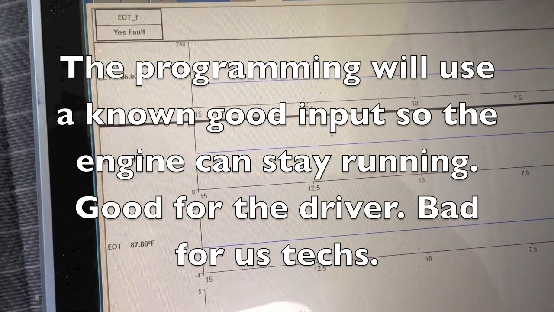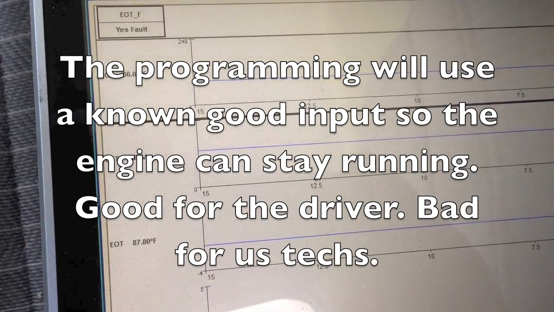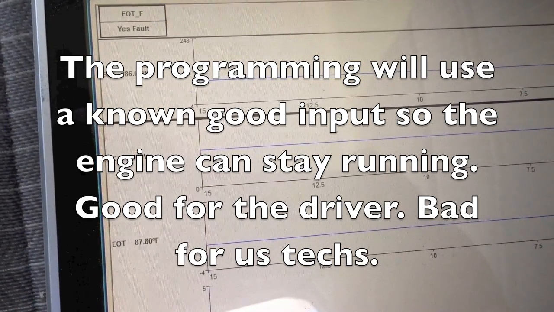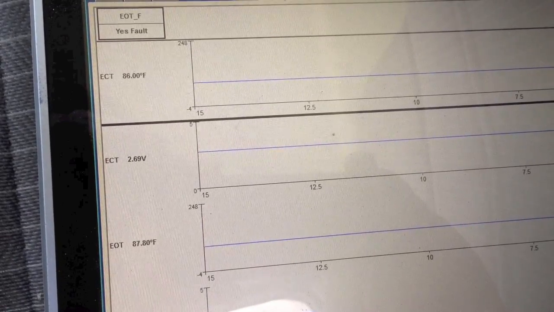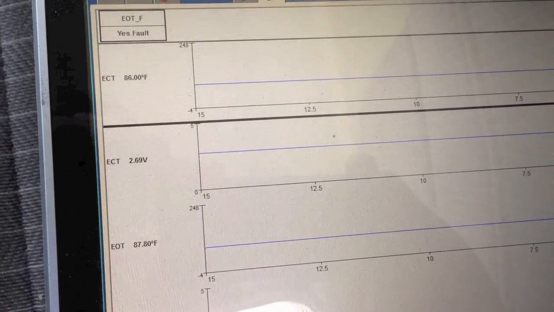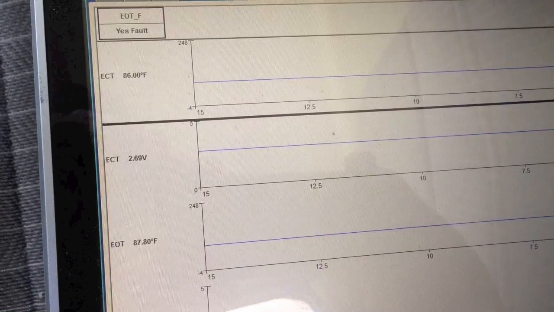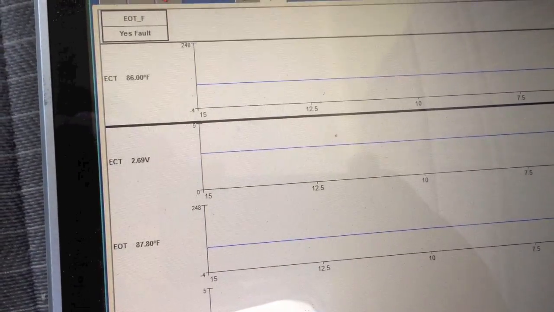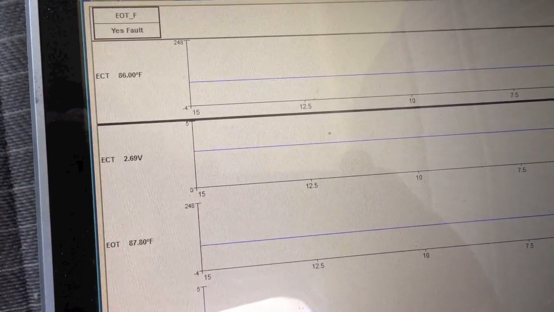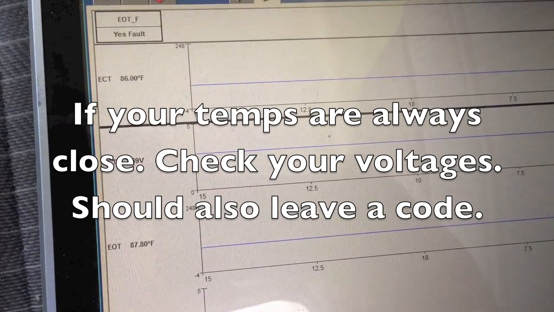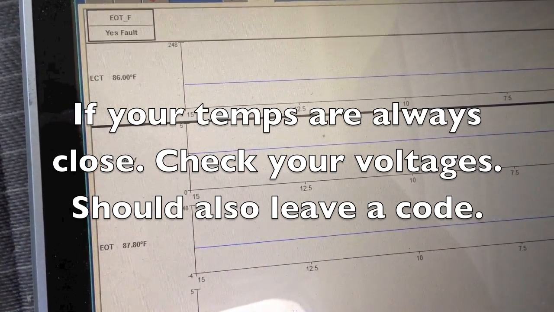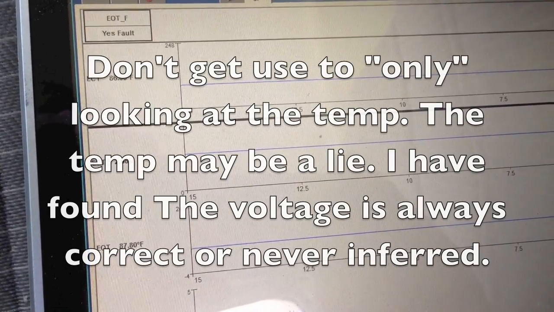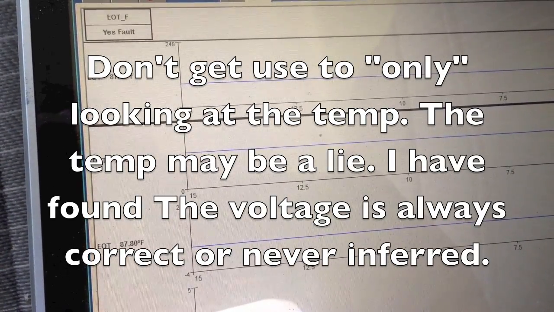The computer will try to compensate or infer what the temperature is. What I mean by that is, if you lose the oil temp or the coolant temp signal, it'll just say, okay, the oil's probably the same temperature as the coolant, or the coolant's the same temperature as the oil, and it'll make a match. It will set a code, but they may be hard to diagnose if you're just looking at the input, because you will see a temp, but that temp you see is inferred.